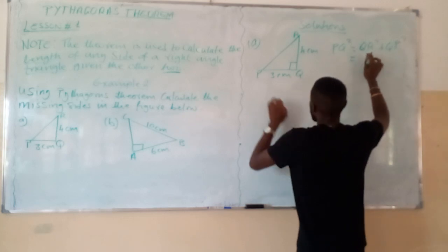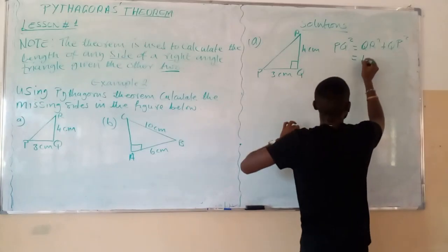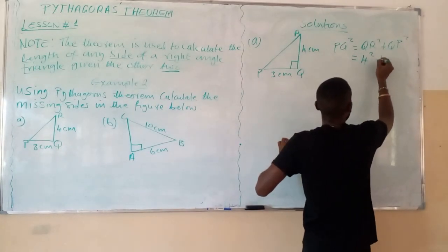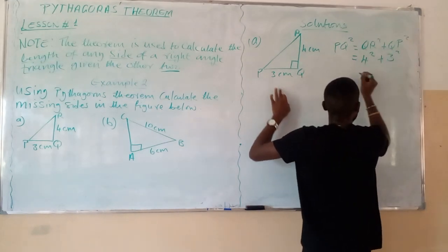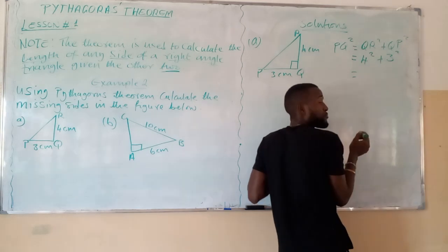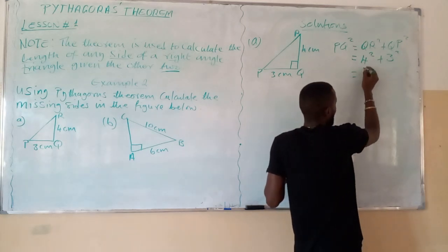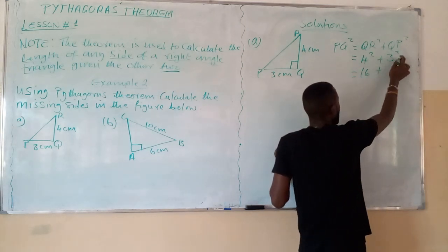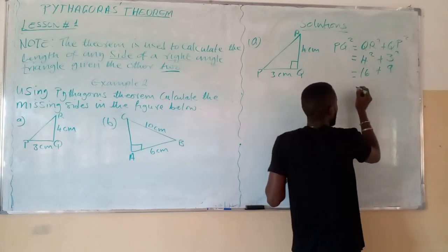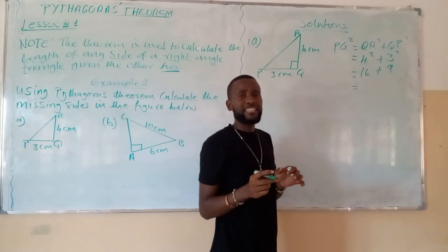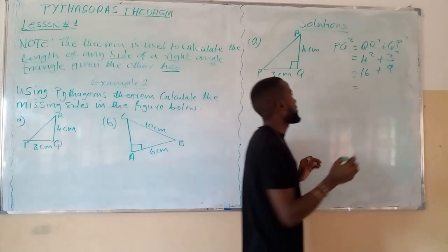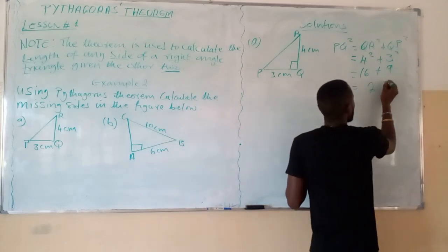Then we want to find PQ. So what is my QR? QR is 4 centimeters, so 4 squared plus, what is QP? QP is 3 centimeters squared. What is 4 squared? 4 times 4 is 16, plus 3 times 3, which is 9, equal to 16 plus 9. What is 16 plus 9? That is 25.